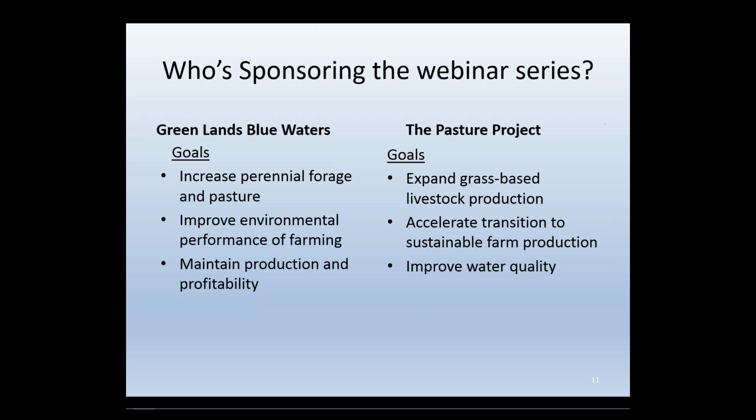So as Jane mentioned, the Greenlands Blue Waters Perennial Pasture and Forage Working Group, along with the Pasture Project. And in our conversations, we certainly discovered that we've got some overlapping goals, particularly accelerating the transition to sustainable farm production, which hopefully will improve the environmental performance of farming, improving water quality. Specifically, the Pasture Project is looking to expand grass-based livestock production, and we need an increase in perennial forage and pasture to be able to do that.